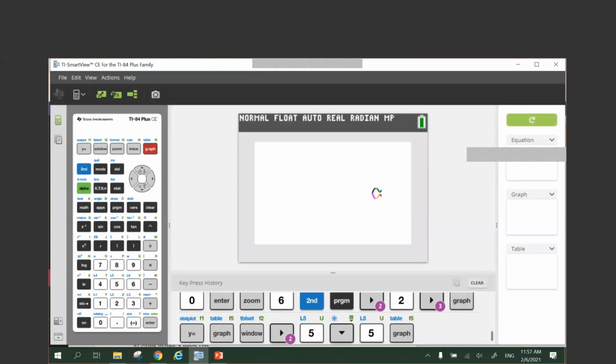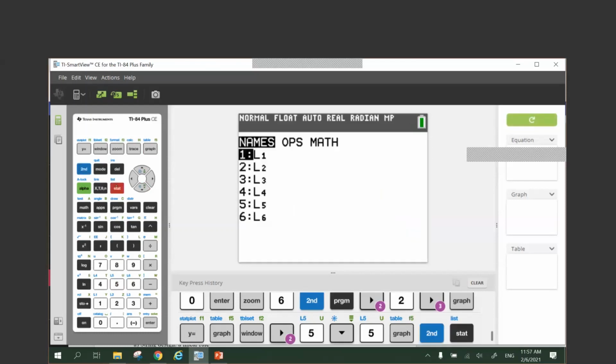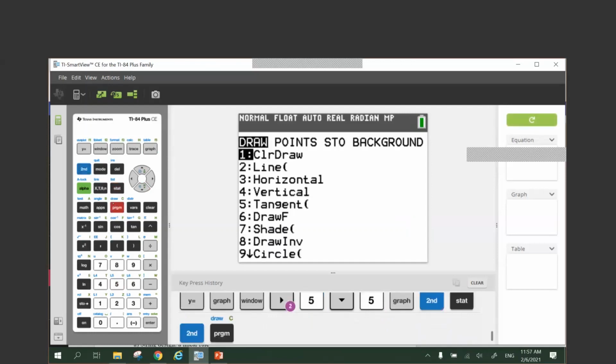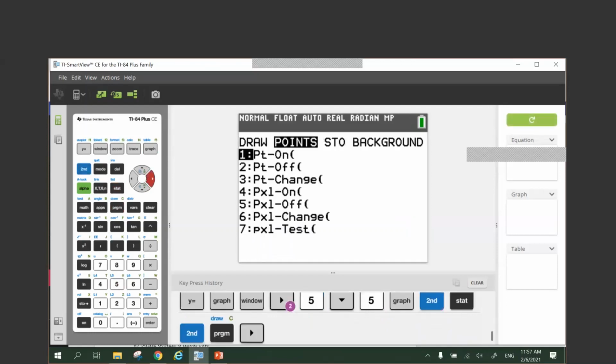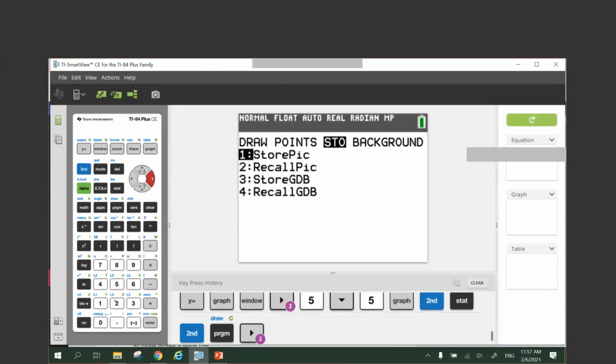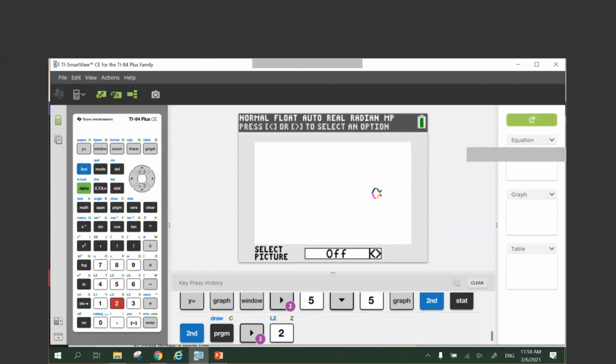Now I recall my mommy fish. Under store, I recall picture, and it was picture 0. Okay, I'm very happy with this.